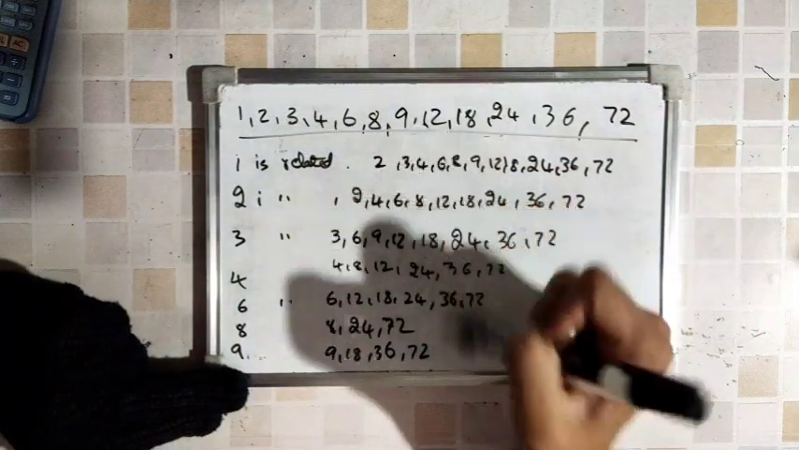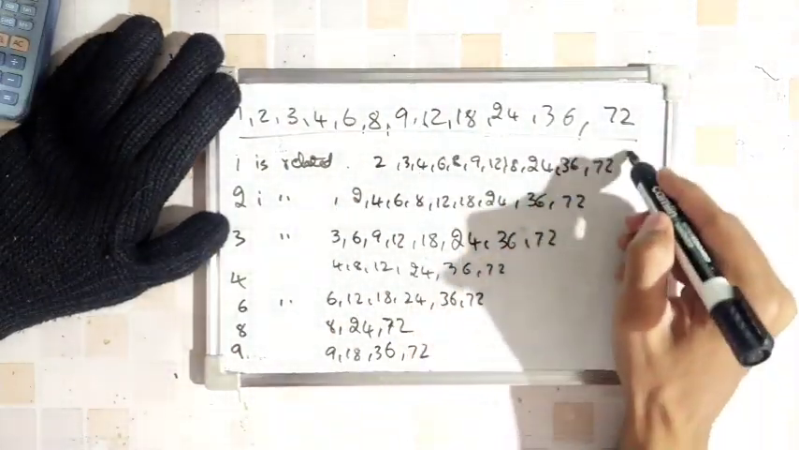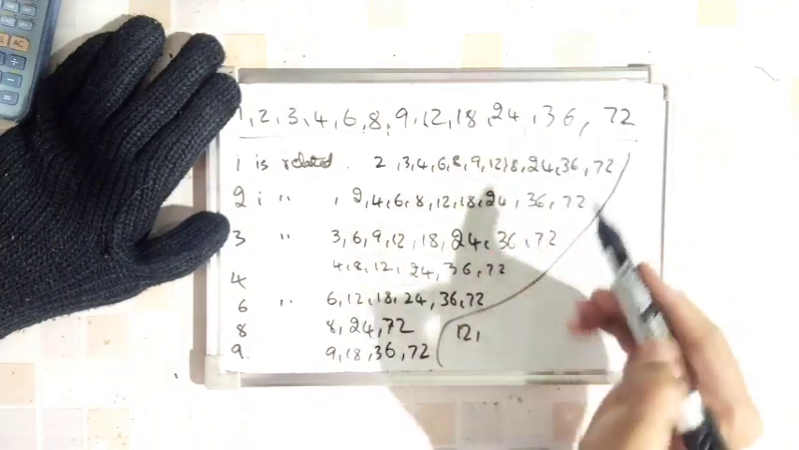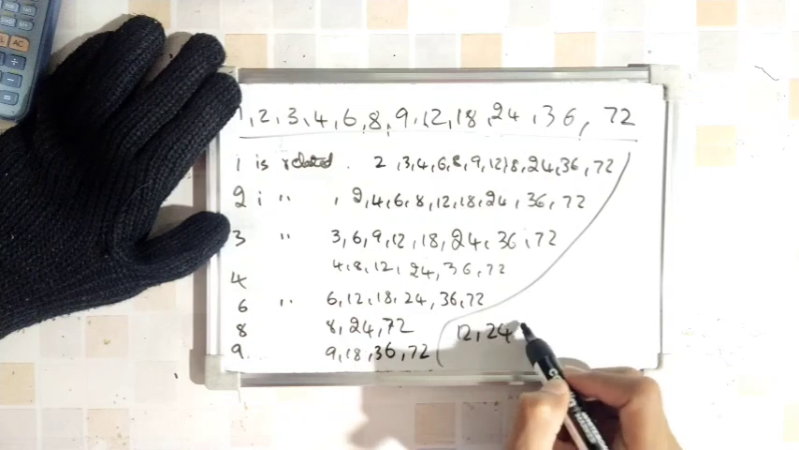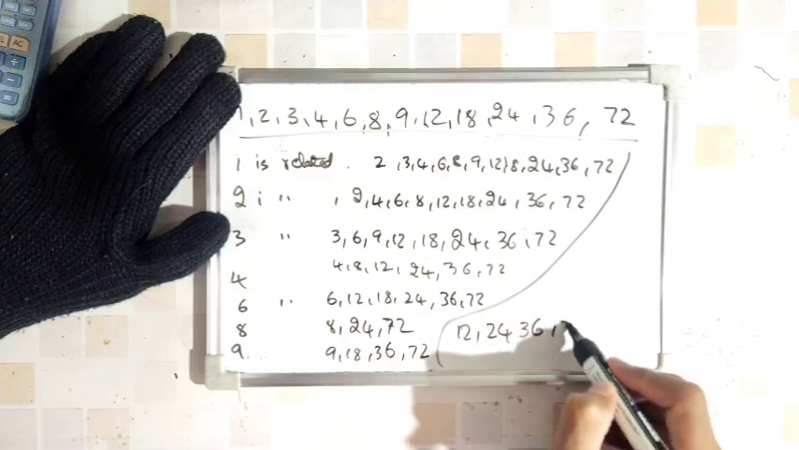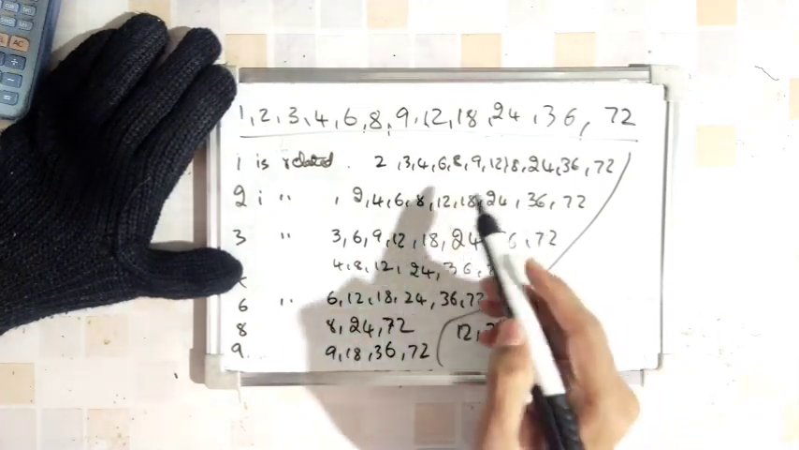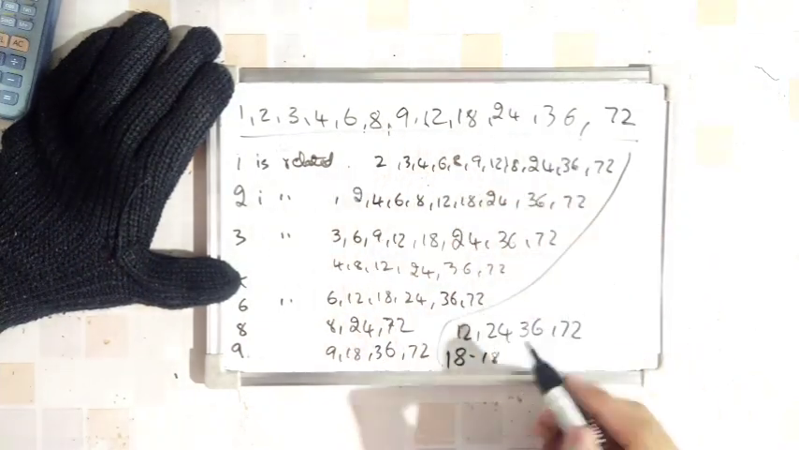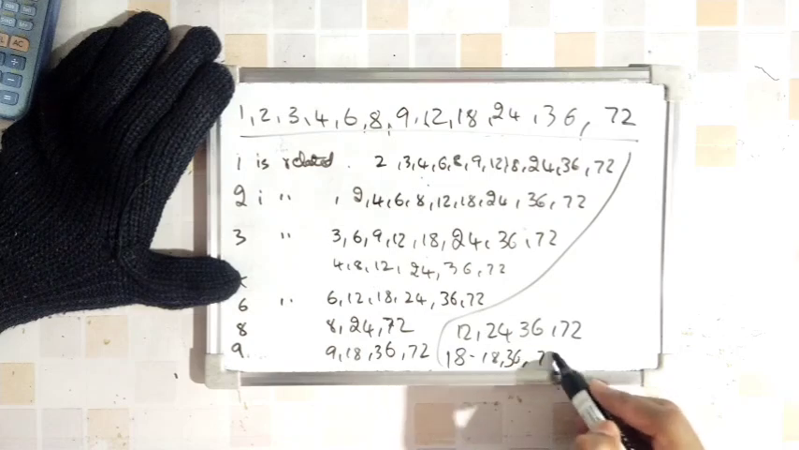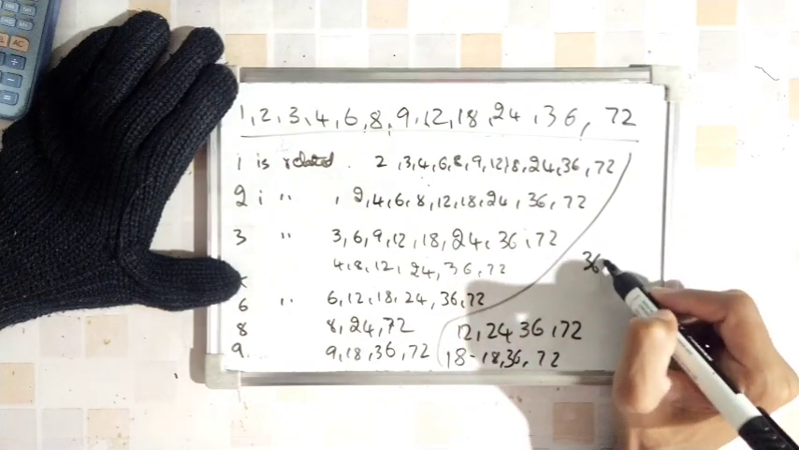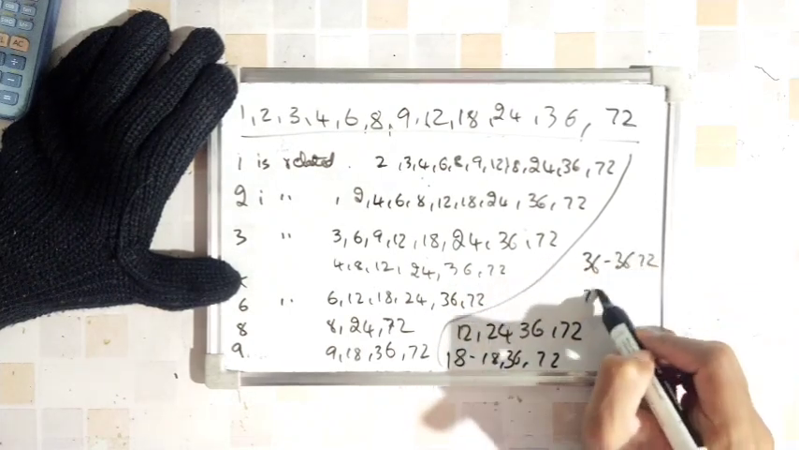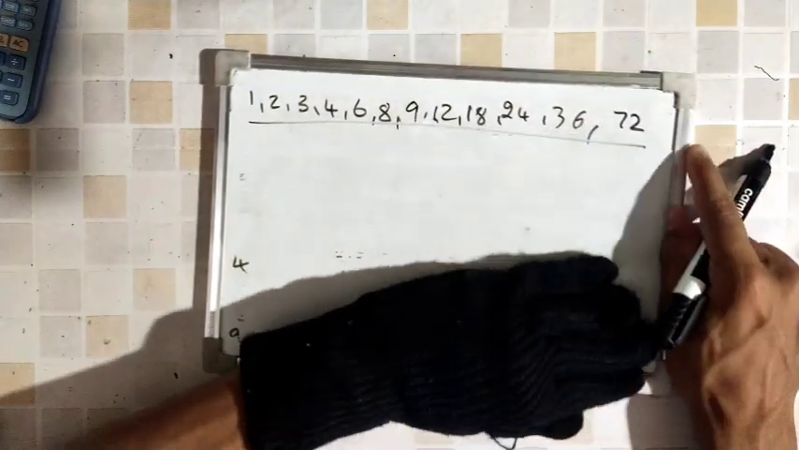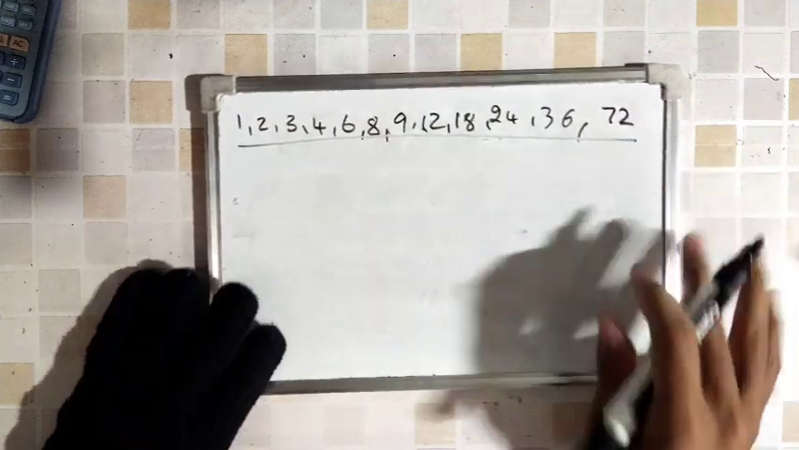For 12 I have to write again. For 12 I will have 12, 24, 36 and then 72. Then for 18, 18 is related to 18 itself, 36 and 72. Then 36 is related to only 36 and 72, then 72 is related to 72. Like this you have to write for everything. Then you have to draw the Hasse diagram.